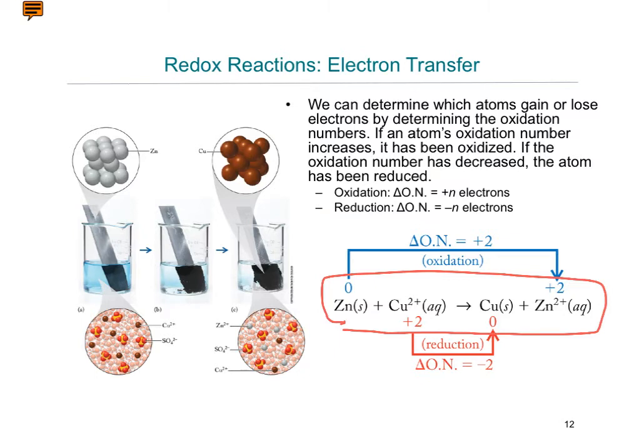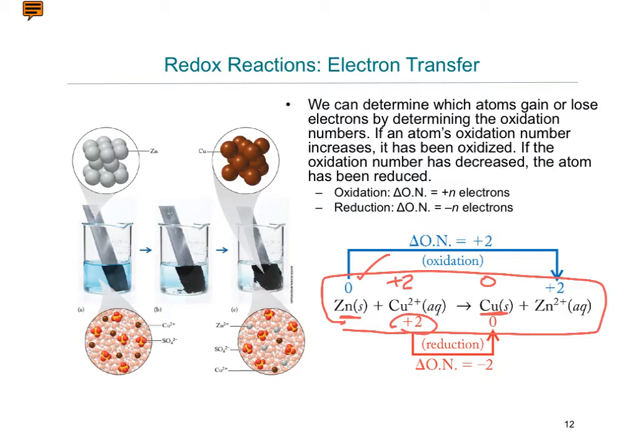Right, so you always start by assigning oxidation numbers. So remember, neutral elements in their standard state are 0. Ions, the oxidation number is simply the charge of the individual ion. Here's another neutral element at standard state. So now that you have assigned oxidation numbers, you can figure out what's been oxidized and what's been reduced.